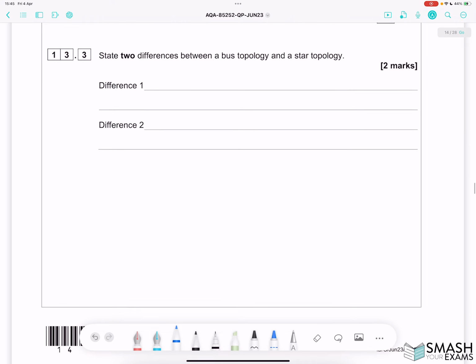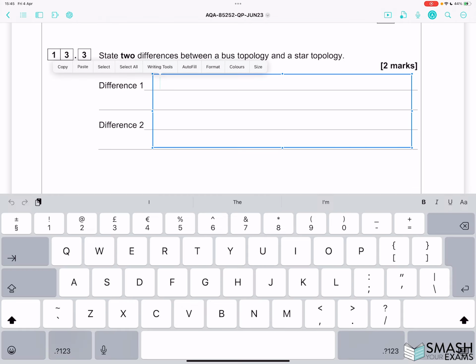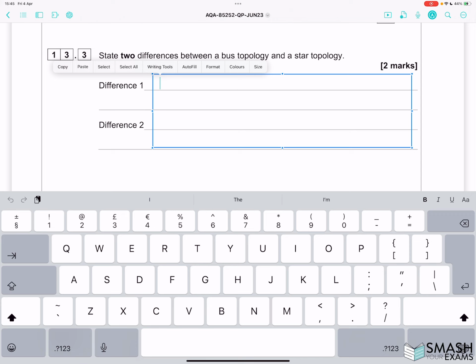State 2 differences between a bus and a star topology this time. Okay, so 2 differences between a bus and a star. I might type these ones just to see if we can get it looking a little bit neater perhaps. So between a bus and a star, well, we know that a bus is a single cable in the center with that like backbone idea. And we know that that causes quite a few collisions and stuff. We know that schools and businesses and organizations wouldn't use a bus. They would use a star topology due to the disadvantages that a bus brings.